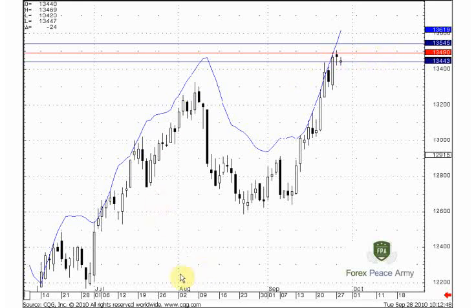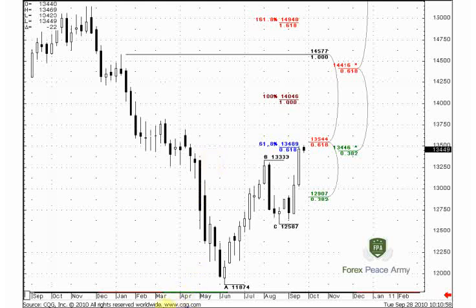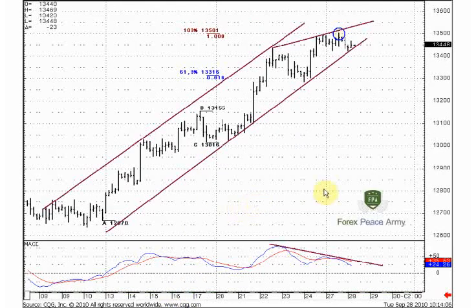This is the 4-hour chart of EURUSD. Well, we have some important moments right here. First of all, we can see this parallel channel of the move to the upside. Look at this A, B, C bottom pattern. Yesterday, the market hit the 100% expansion from this ABC move at 135.01.